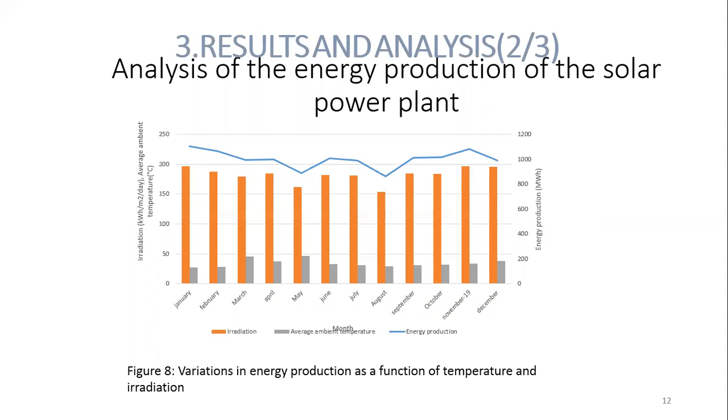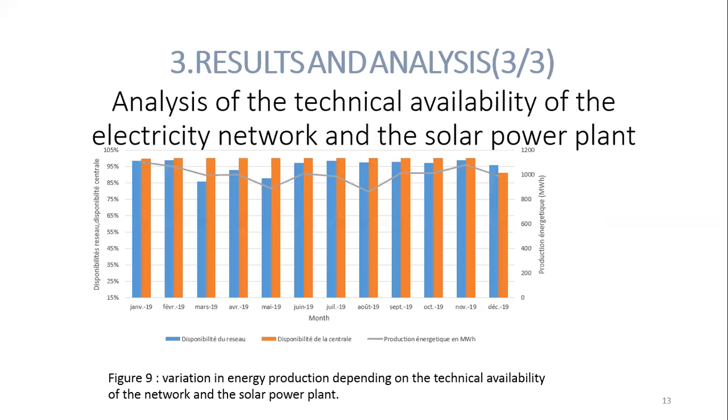Here we see the variation in energy production as a function of the temperature and irradiation. We see the evolution of energy production occurs in the same direction as that of irradiation, but the increase in temperature has a negative effect on energy production. Here we see the variation in energy production depending on the availability of the network and the solar power plant. This shows that energy production is strongly conditioned by the availability of the electricity grid and the solar power plant.